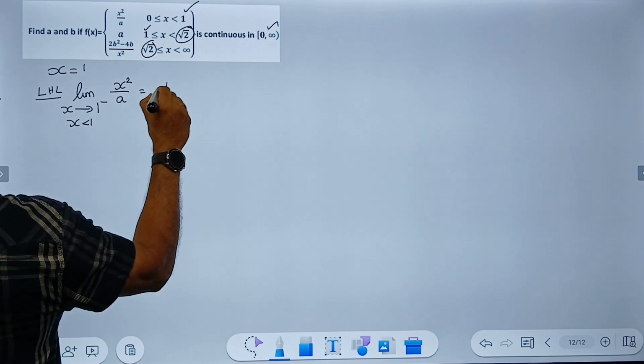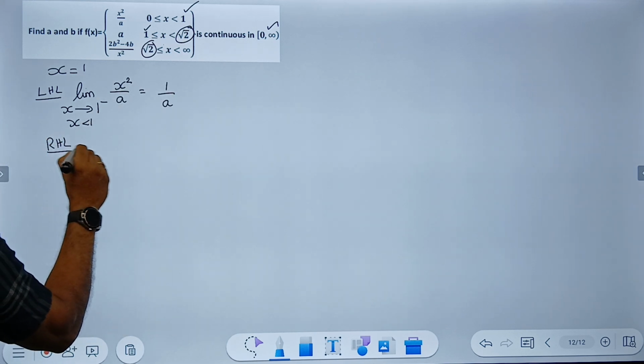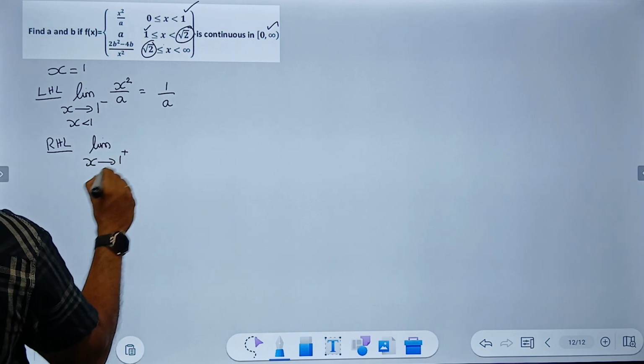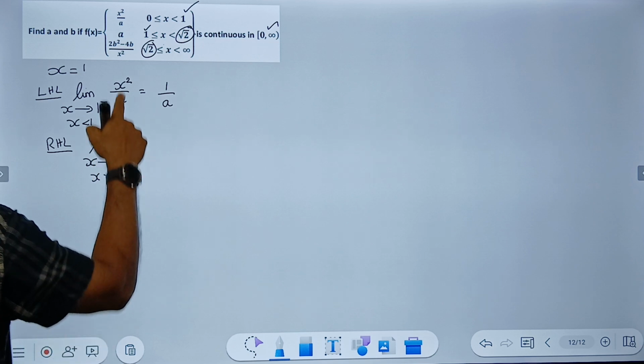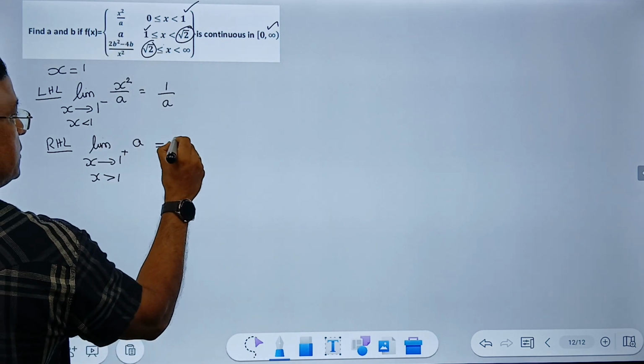So it is 1 by a, direct substitution. Now let's go to right hand limit. What is right hand limit? Limit x approaches to 1 plus. 1 plus means greater than 1. Greater than 1 means it is a. This is independent of x, so the right hand limit is a.